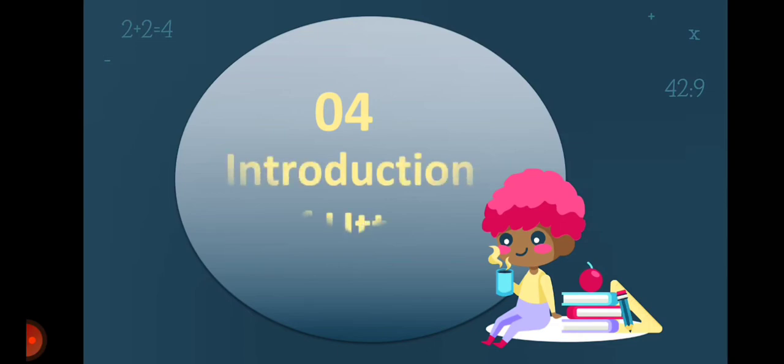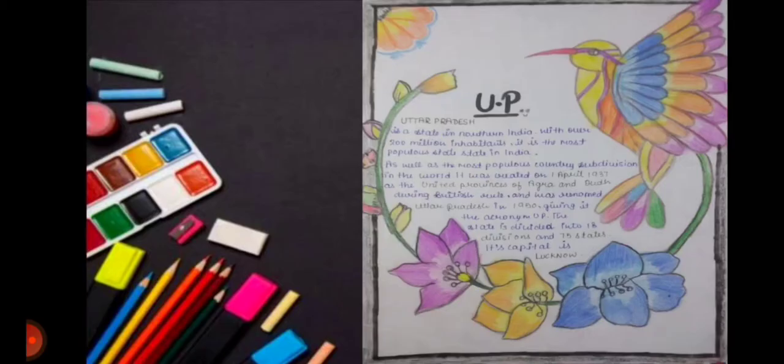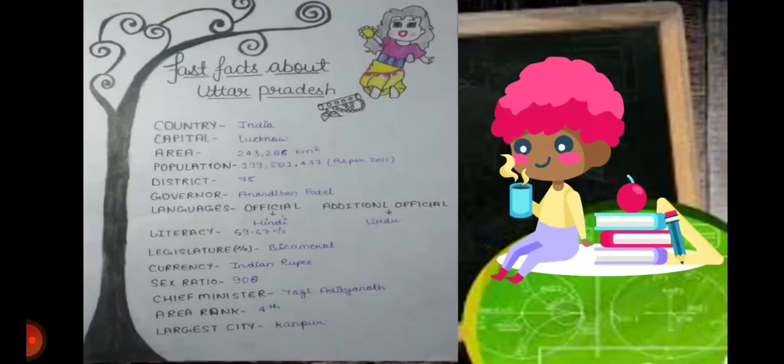Now the fourth one is the introduction of Uttar Pradesh, the main topic. Uttar Pradesh is a very famous state in our India. Uttar Pradesh is a state in northern India with over 200 million inhabitants. It is the most populous state in India. It was created in April 1937 and its name was given in 1950.